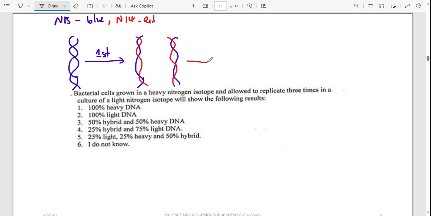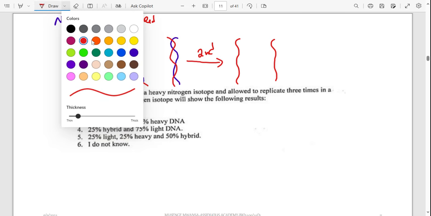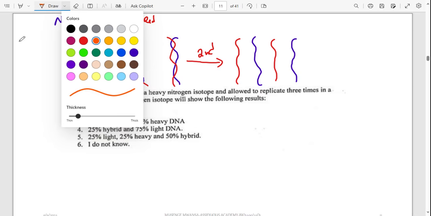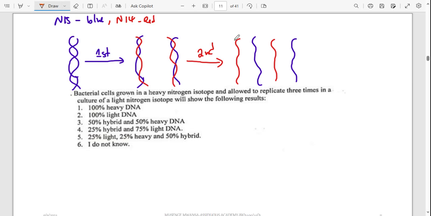And then after that, we are going to do a second replication. For a second replication, all these strands will separate. You can see the red ones there, and then the blue ones have also separated. Let me put it here, and then another one here. But because we are still growing our bacteria in nitrogen 14, each strand is going to carry nitrogen 14 as a new strand. So it will look like that.